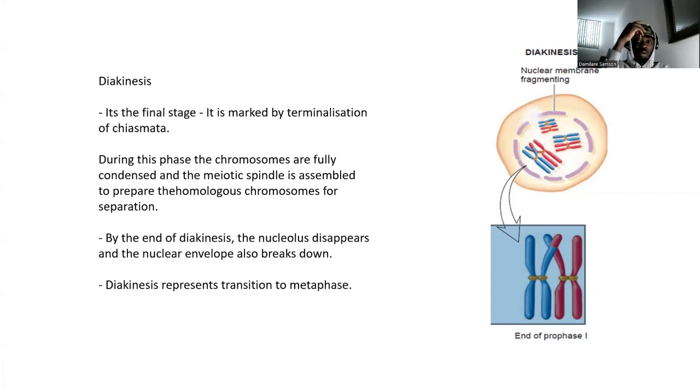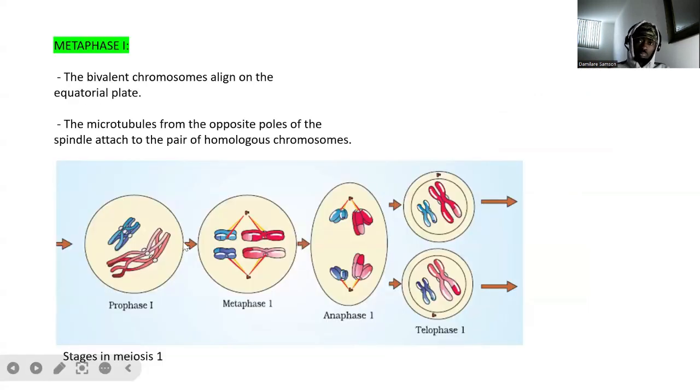The same thing happens in prophase of mitosis. It is at the prophase that the nucleolus disappears, the nuclear envelope also breaks down. So diakinesis represents transition to metaphase. So diakinesis is more like the early stage of metaphase, because from diakinesis they go into metaphase. Now in metaphase 1, the bivalent chromosomes are aligned on the equatorial plate. Now, from here, it's more like what happened in metaphase, except for some little differences.